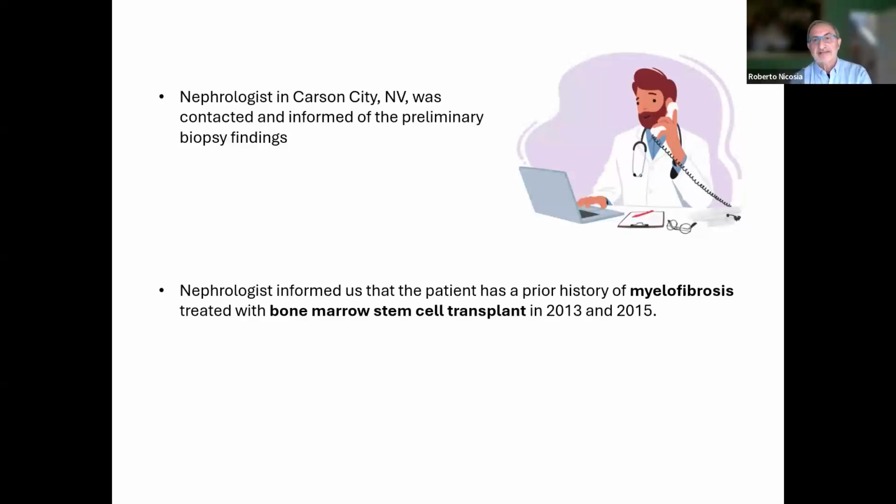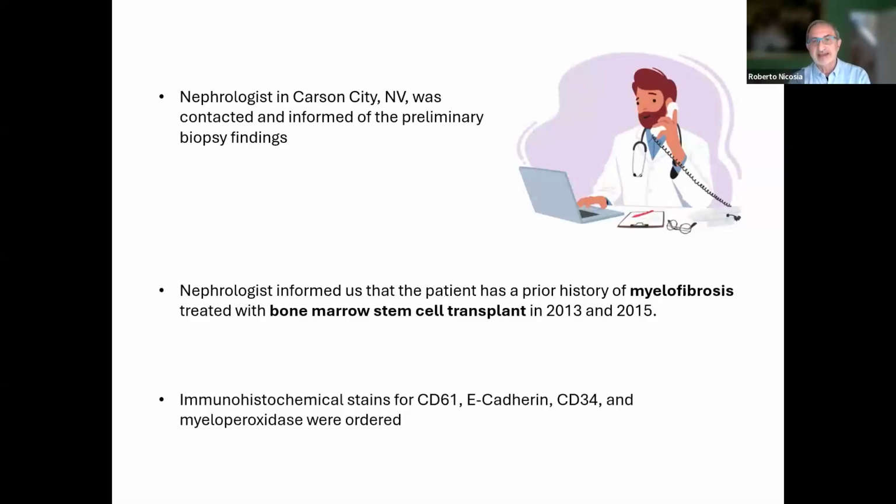At that point, because of my suspected diagnosis, I felt it would be a good idea to consult my good friend and excellent hematopathologist, David Dong, at the VA hospital. So together we reviewed the slides, and he kind of confirmed my suspicion and recommended that I stain the sections with the following markers: CD61, E-cadherin, CD34, and myeloperoxidase. I'll show you the results and what the diagnosis is in the next slide.